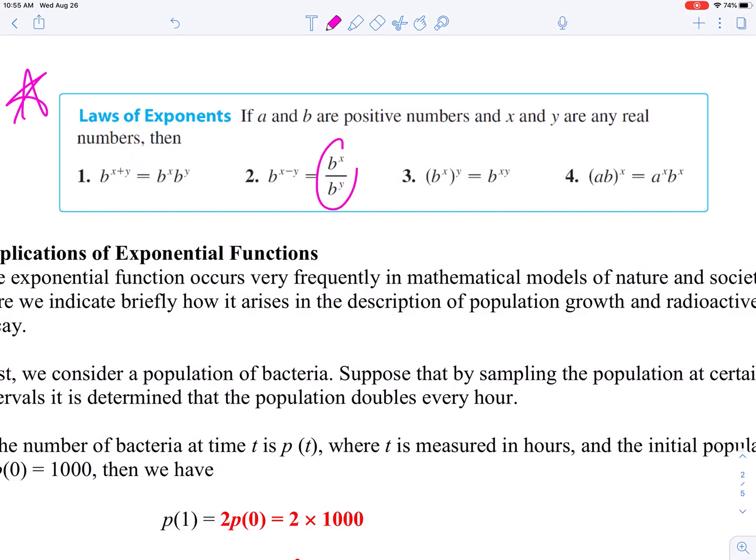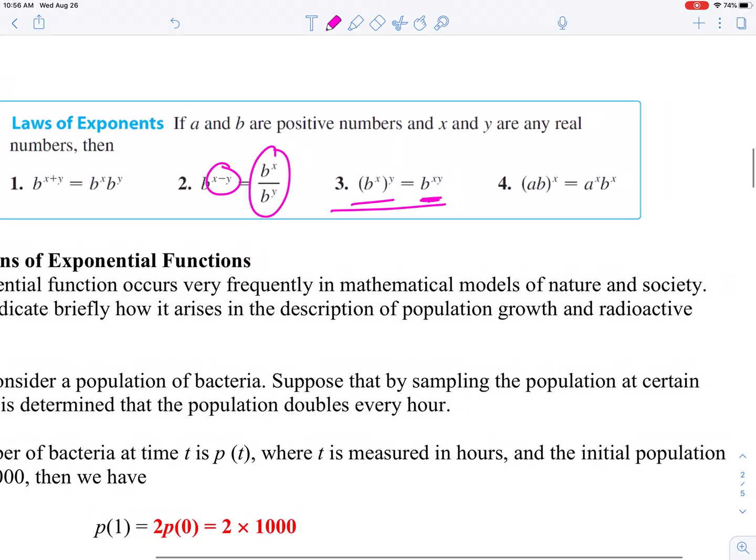If we divide same bases, we subtract exponents, but in this case, of course, it always has to be top exponent minus bottom exponent. Remember, order matters in division and subtraction. Number 3 is what we were working with above, right? We can switch the x and the y there. It really doesn't actually matter, but b to the x times y power is the same as b to the x in parentheses to the y power.